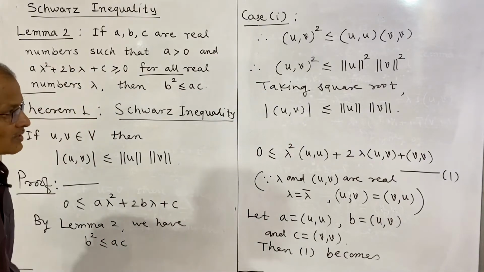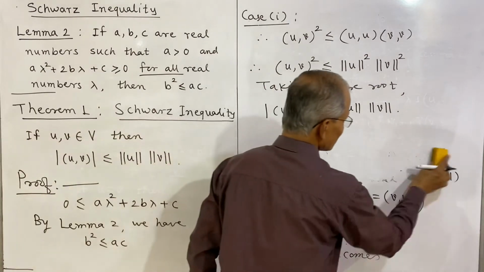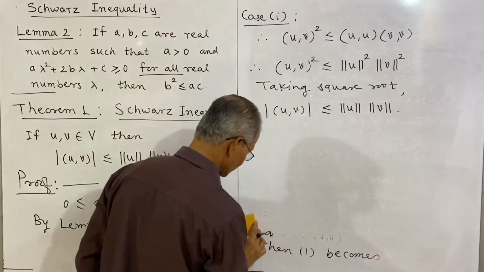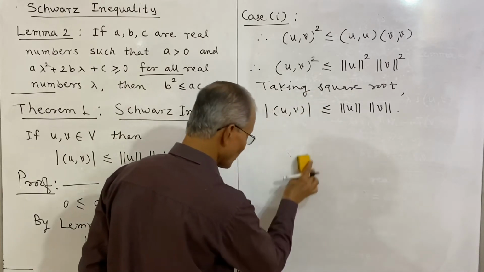Now we shall prove the second case, that is case 2, where the inner product we shall assume as complex or not real.